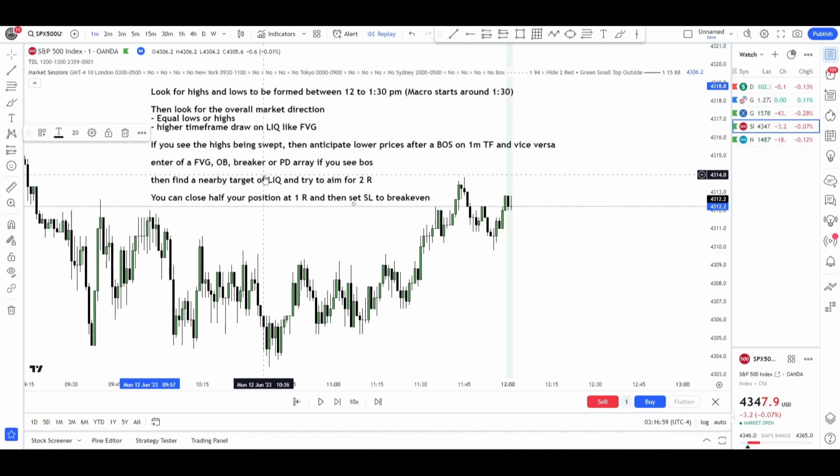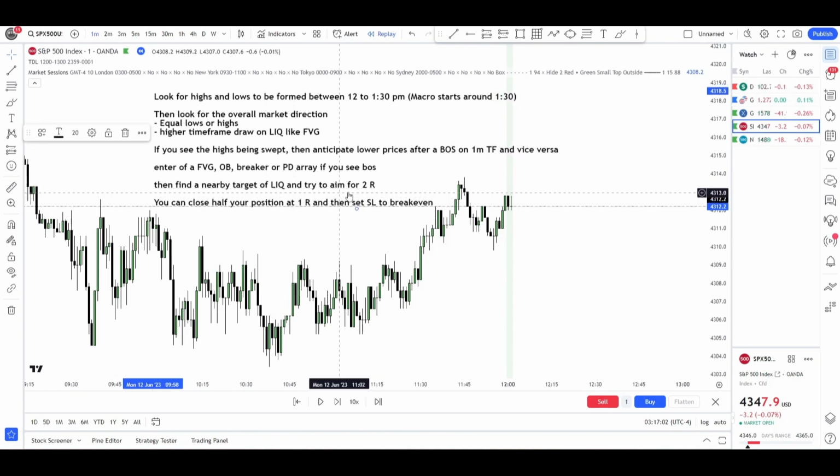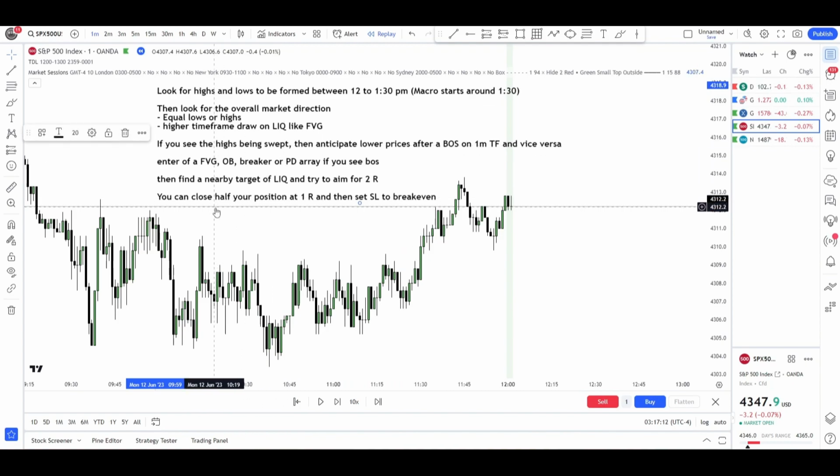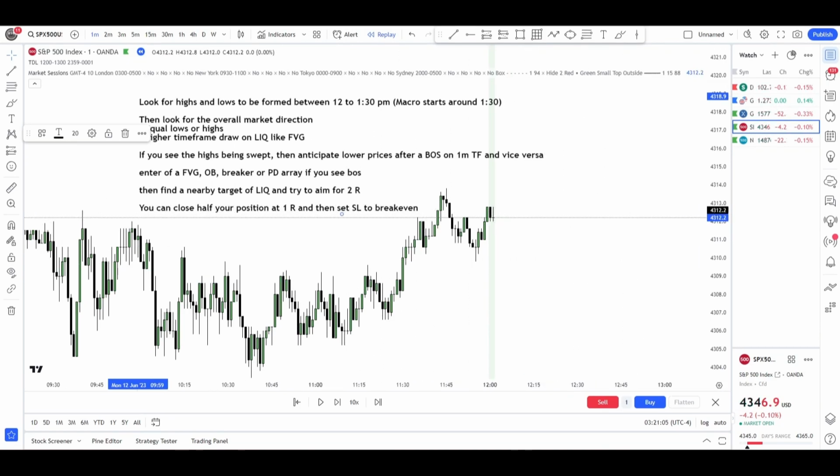Then I often look for targets of liquidity, and I try to aim for a 2R. It doesn't really matter if it's 1.8, 1.7 or 3R, just a reasonable target. And what I do is close half my position at 1R. You can do whatever you feel comfortable with. I just feel comfortable this way because you get a lot more winners than losers, and it's better for your psychology when you trade. And then you set your stop loss to break even, so you cannot lose anything more after you've hit the 1R trade. So yeah, let's start this out.